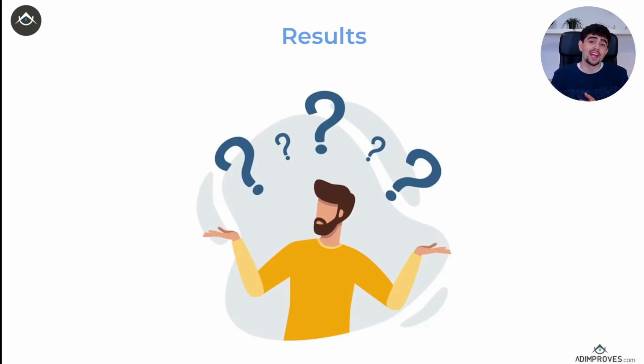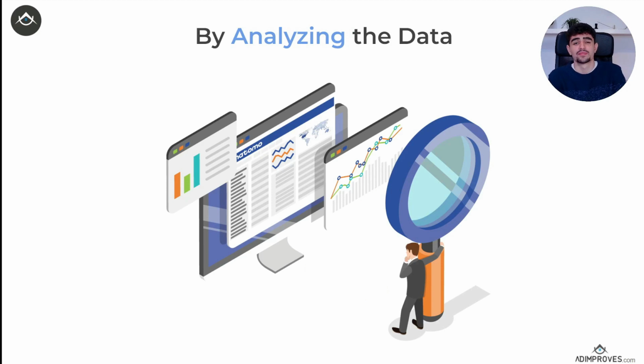So how can you track results? How can you analyze all the data and see if you are running a profitable campaign, or instead you are running a campaign that is ending your campaign budgets, right? So it is all by analyzing the data, okay?